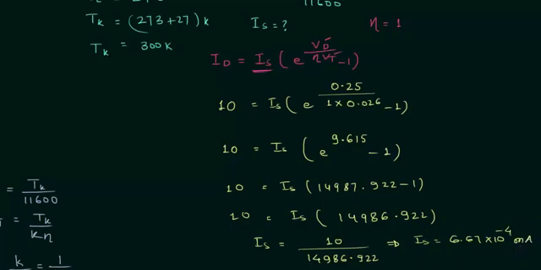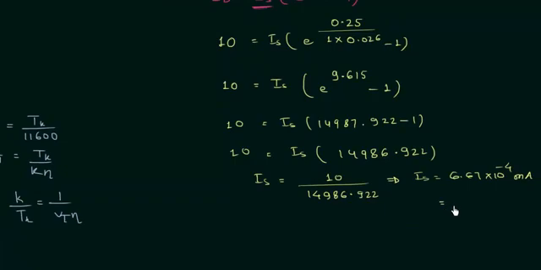So this is the value of reverse saturation current, or we can write it as 6.67 into 10 raised to power minus 7 ampere, or we can write it as 0.667 into 10 raised to power minus 6 ampere. 10 raised to power minus 6 ampere is microampere, so the value of reverse saturation current is 0.667 microampere. It is a very small current, and I have already told you reverse saturation current is a small current. So this is all for this lecture. See you in the next one.